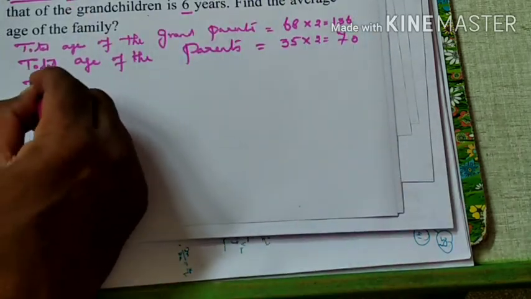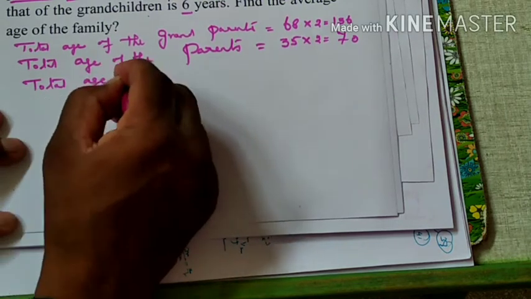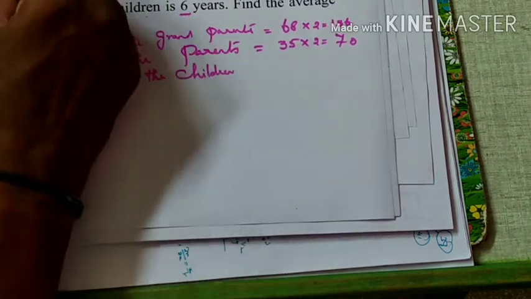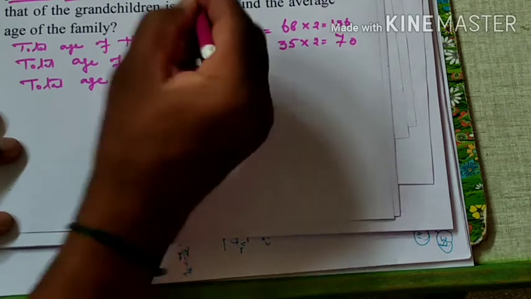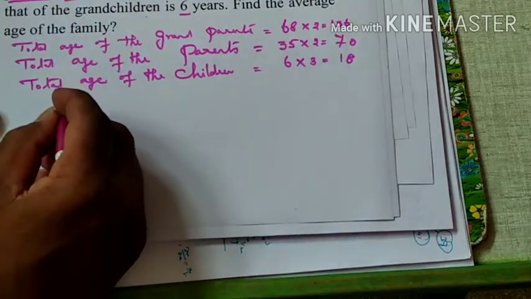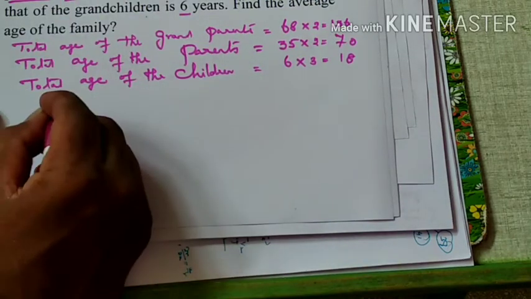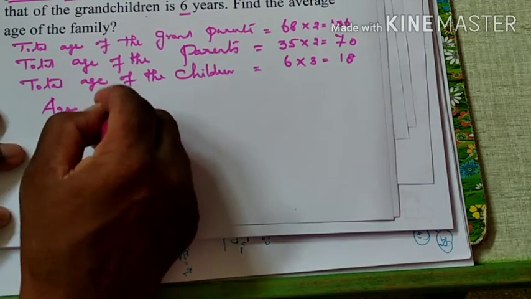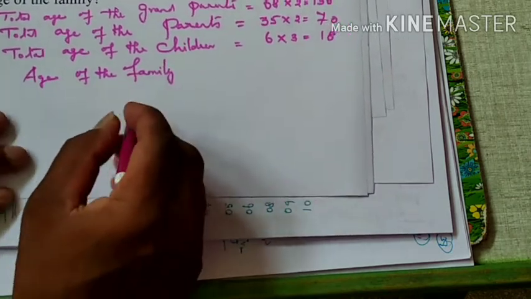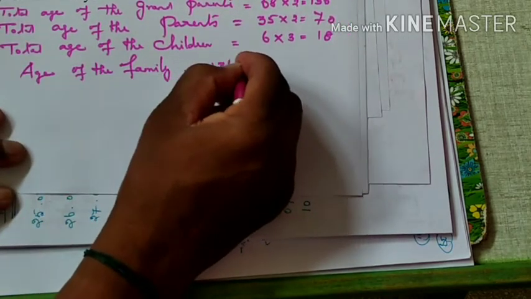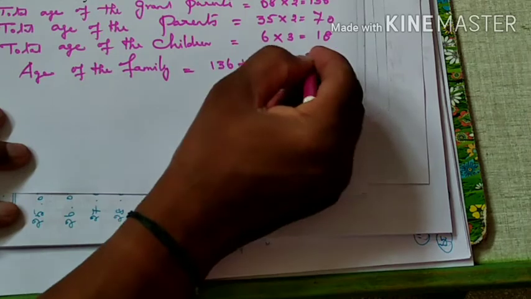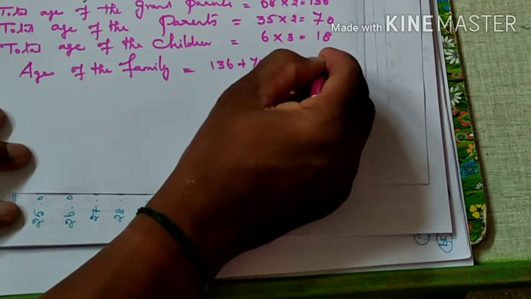Now the total age of the children. Here they have given 3 children, and the average is 6 years. Therefore 6 into 3 becomes 18. Now we are going to add all the values to get the age of the total family. The total age becomes 136 plus 70 plus 18. If you add that, the value becomes 224.